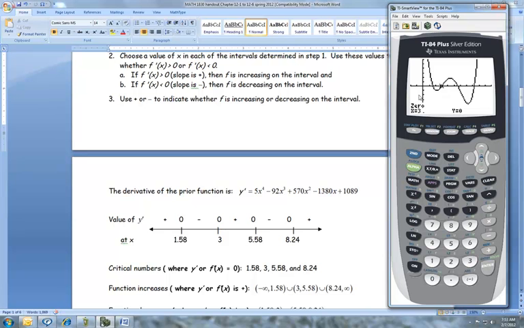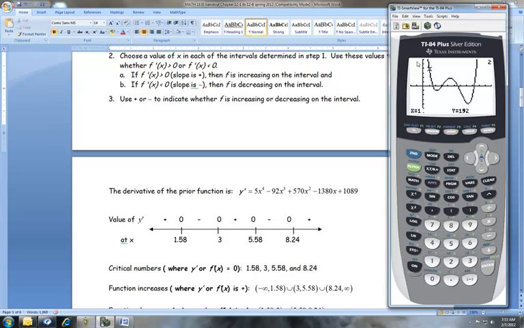Now since this is my derivative, I'll show you a couple of ways. I could do second trace for value and choose an x value. When I do second trace for the calc menu and value, it prompts me for an x. So I'm going to put in an x value around these zeros and see what my sign is. So let me type in 1. Notice it's a positive 192. You don't put the number, you just put the sign.